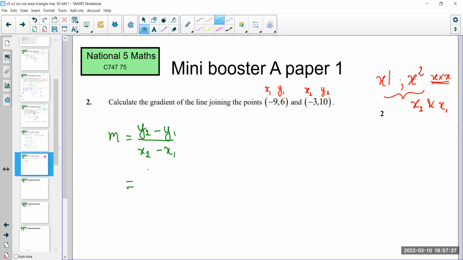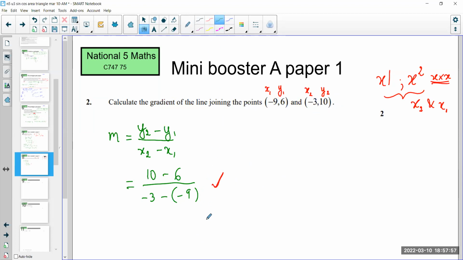y2 is 10 minus 6, over x2 negative 3, minus negative 9. That is your first mark.